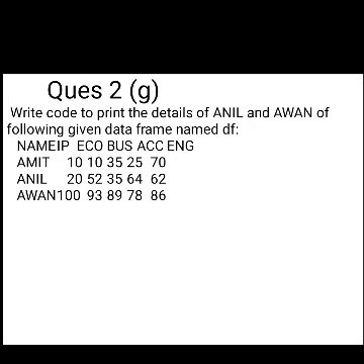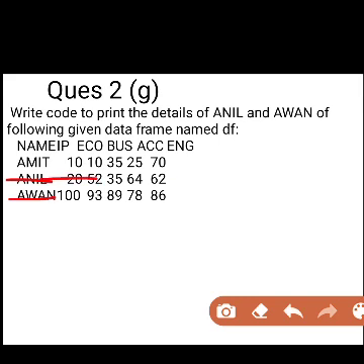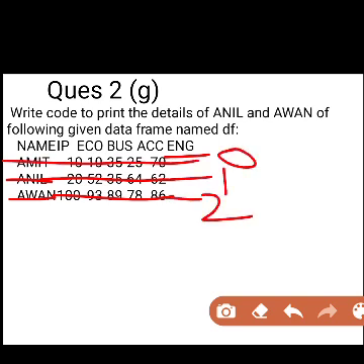Next question, question second, G part. Write the code to print the details of Anil and Aman of the following given data frame df. Students, this is the data frame given and you want to print the details of Anil and Aman. Which means you want to print the rows. And which rows? This is the 0th row, this is the first row, and this is the second row. Means you want to print rows 1 and 2.